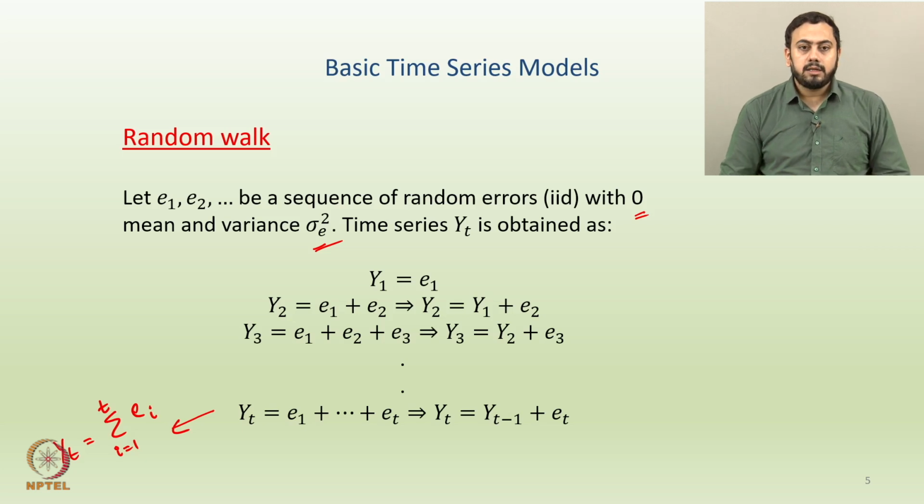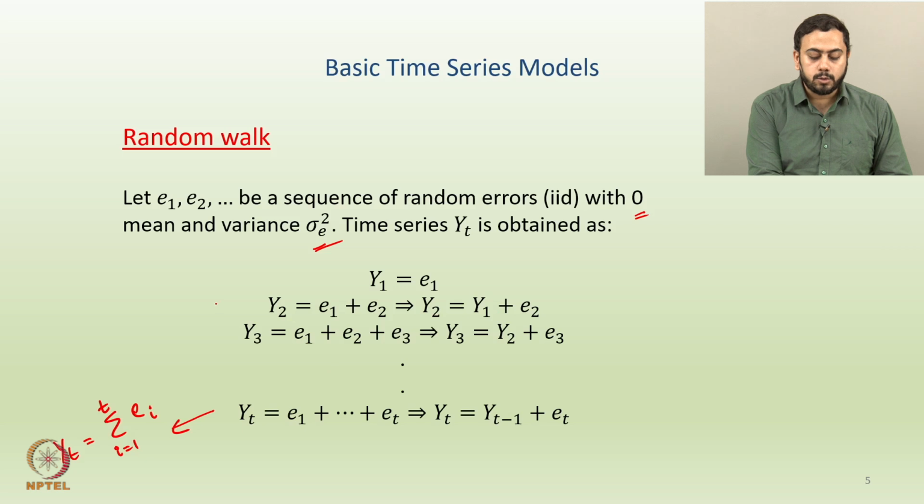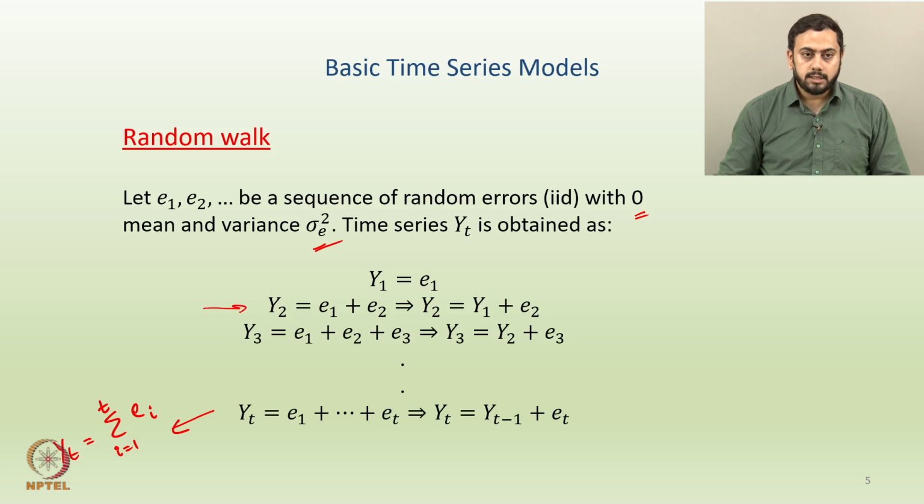But interestingly, a few other people translate each row here in a slightly different manner, starting from the second row onward. The second row tells us that y2 is the sum of the first error and the second error. Using this equation, one can immediately get that y2 is y1 plus E2. Why? Because y1 is E1 from the first row. I can replace E1 with y1 and get the same structure. So y2 is y1 plus E2.